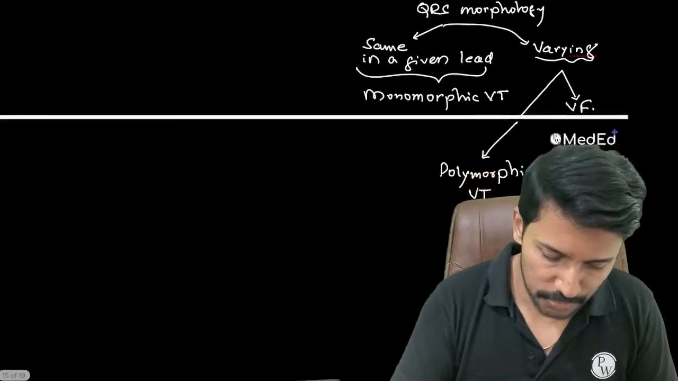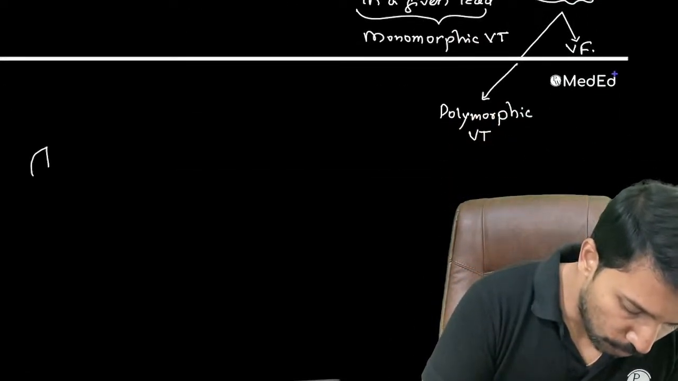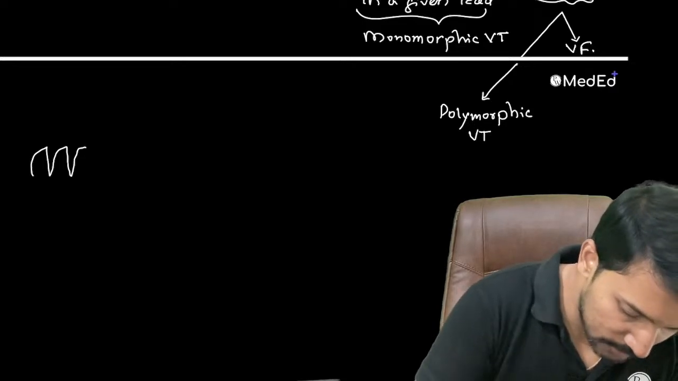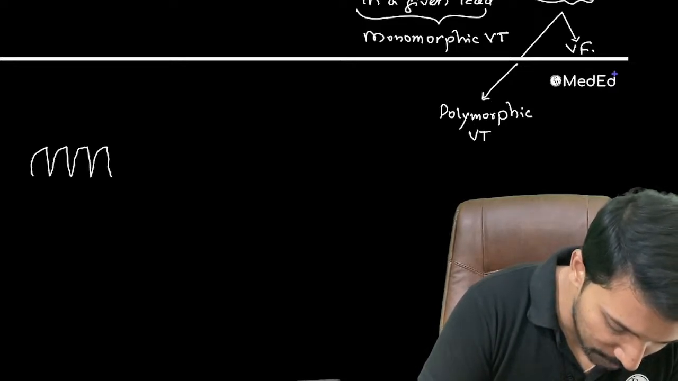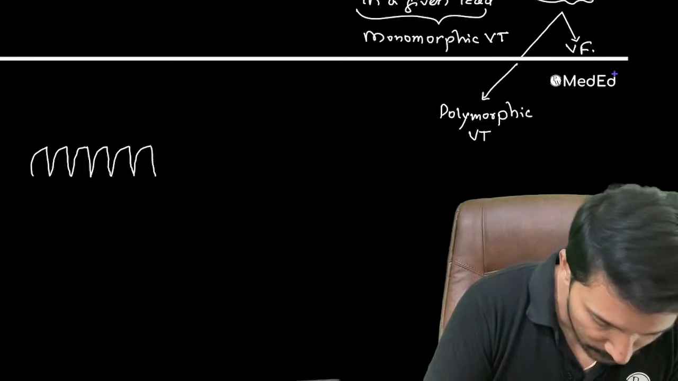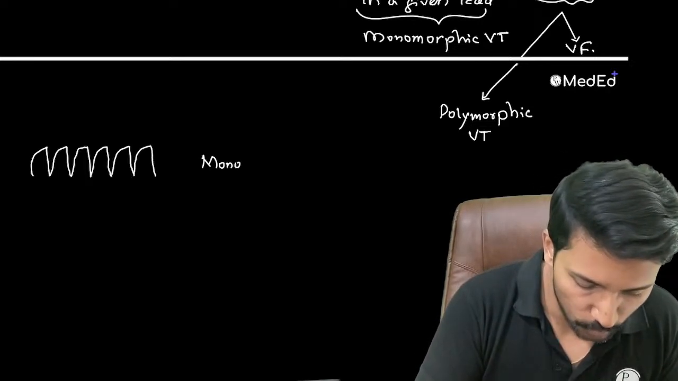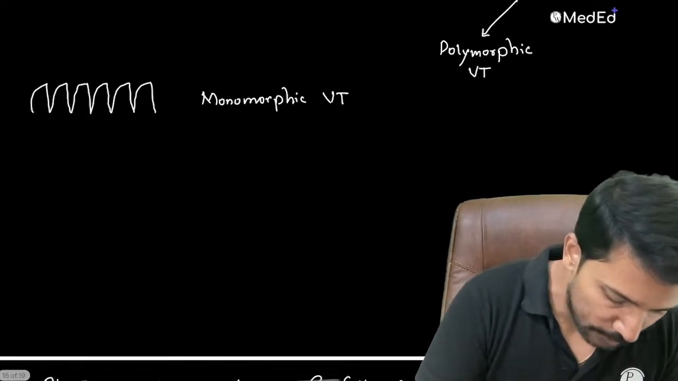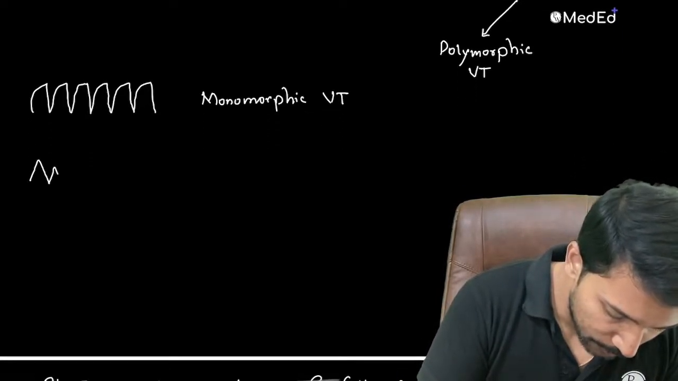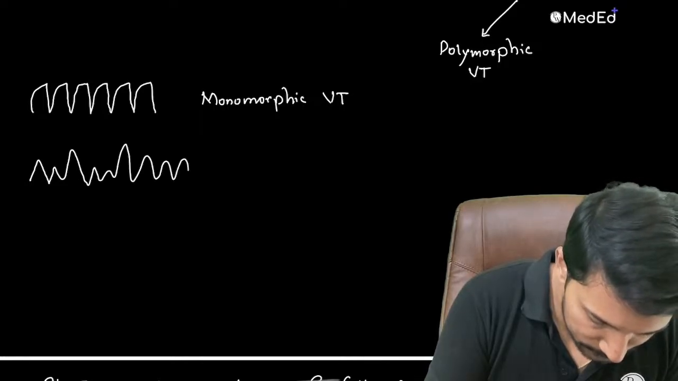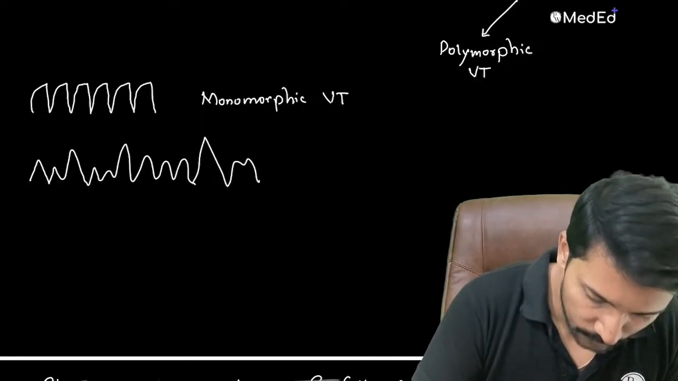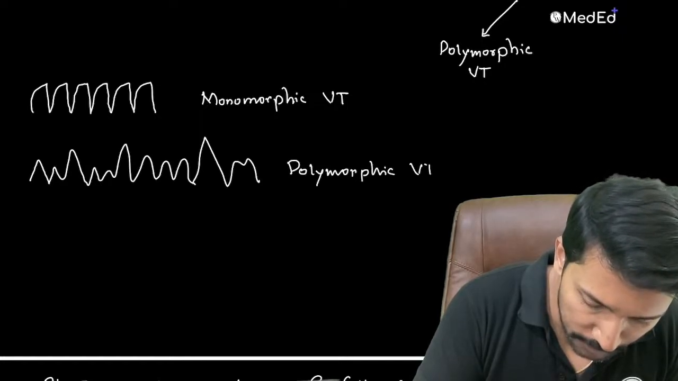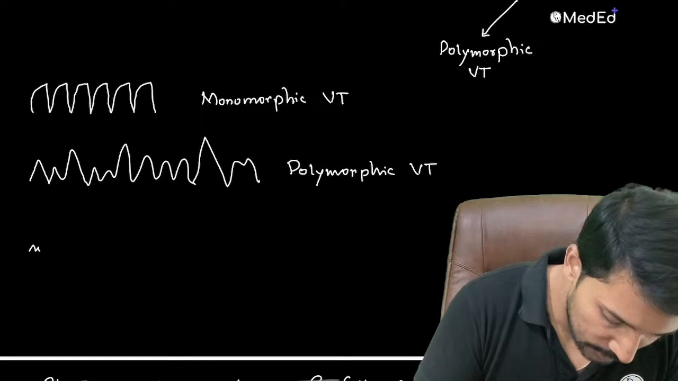So I will give you brief sketches of how monomorphic VT looks. The monomorphic VT will look like wide QRS complexes all looking the same. Please ignore my sketching skills. They may look a little different because I am not a fine artist, but this is how monomorphic VT will look. And then polymorphic VT, the QRS will be wide, but they will be looking different. QRS complexes are wide, but they are looking different in the same lead.